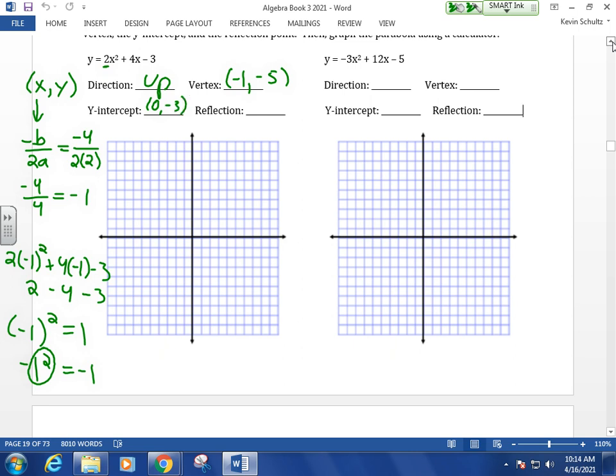So before we get to the reflection point, let's go ahead and plot the 2 points we have. The y-intercept of -3 and the vertex of -1, -5. Oops, that's +1, -5. -1, -5. Okay?